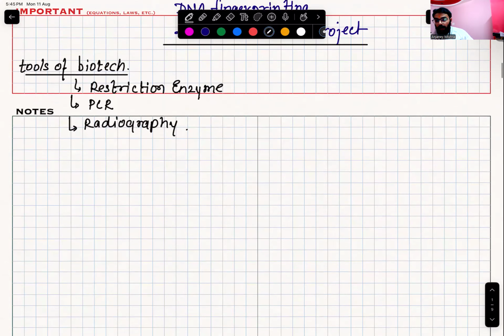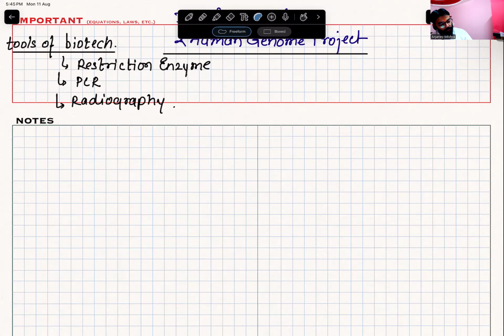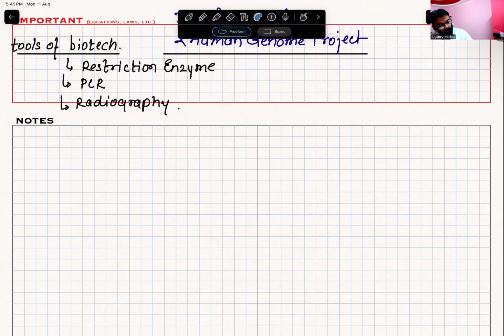So I believe that your biotech 1 is done, right? Yes, sir. So biotech 1 is done. That means you know about the tools of biotechnology. You know about restriction enzymes and all those other things, right? Yes or no? You have a fair idea. That is more than enough. For this chapter, it is more than enough.